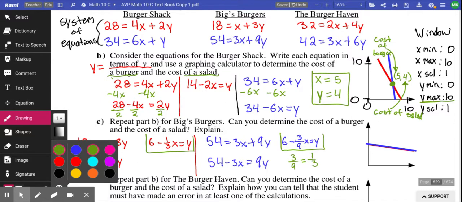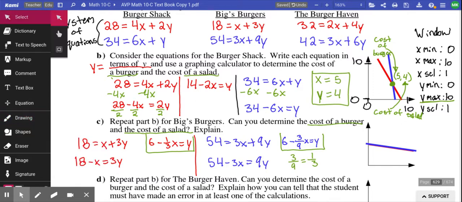So considering that these are both the exact same equation, would I be able to use this graph to figure out what the cost of a burger and the cost of a salad is? Would I be able to do that? And the answer is actually no. The reason the answer is no is if we look at this graph right here.